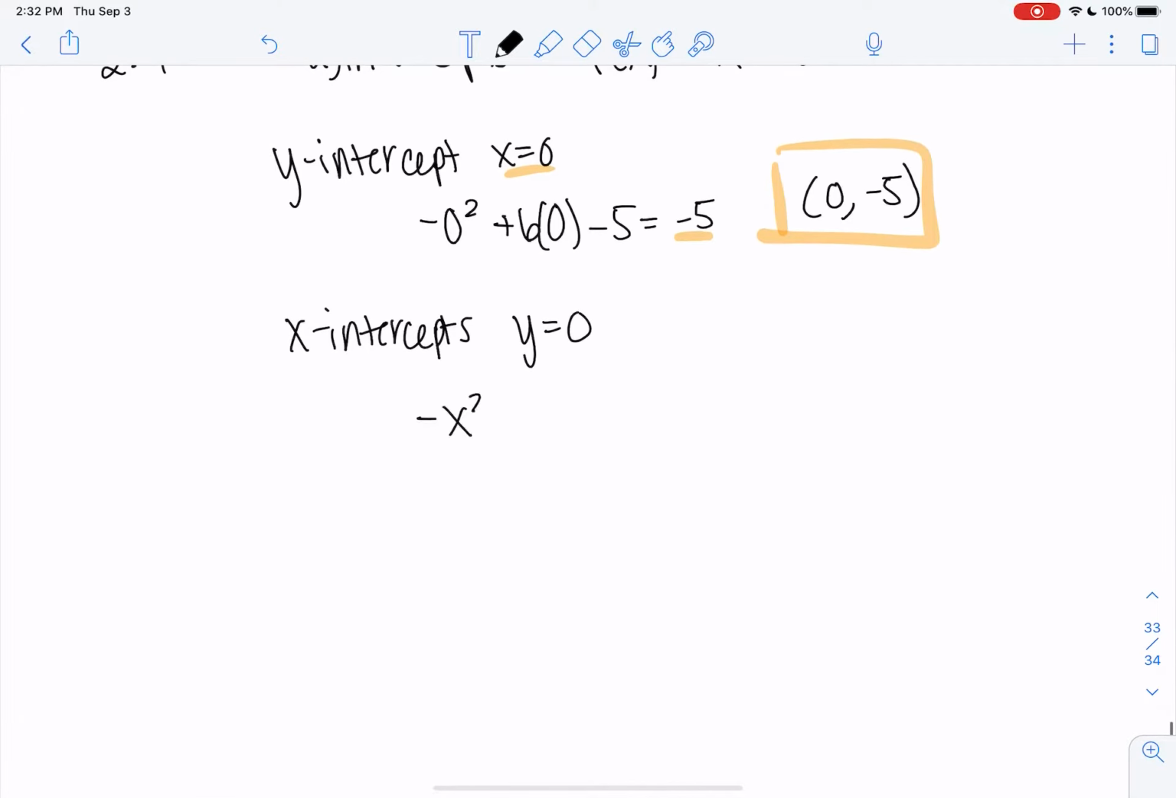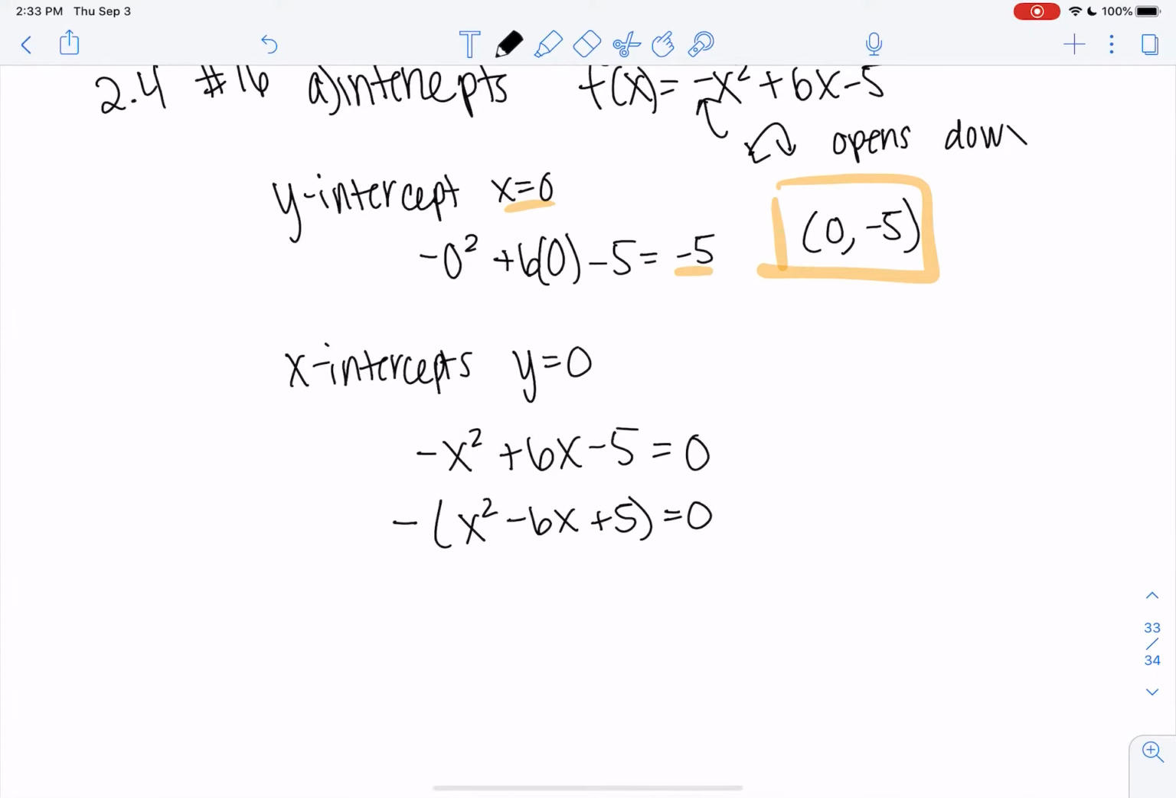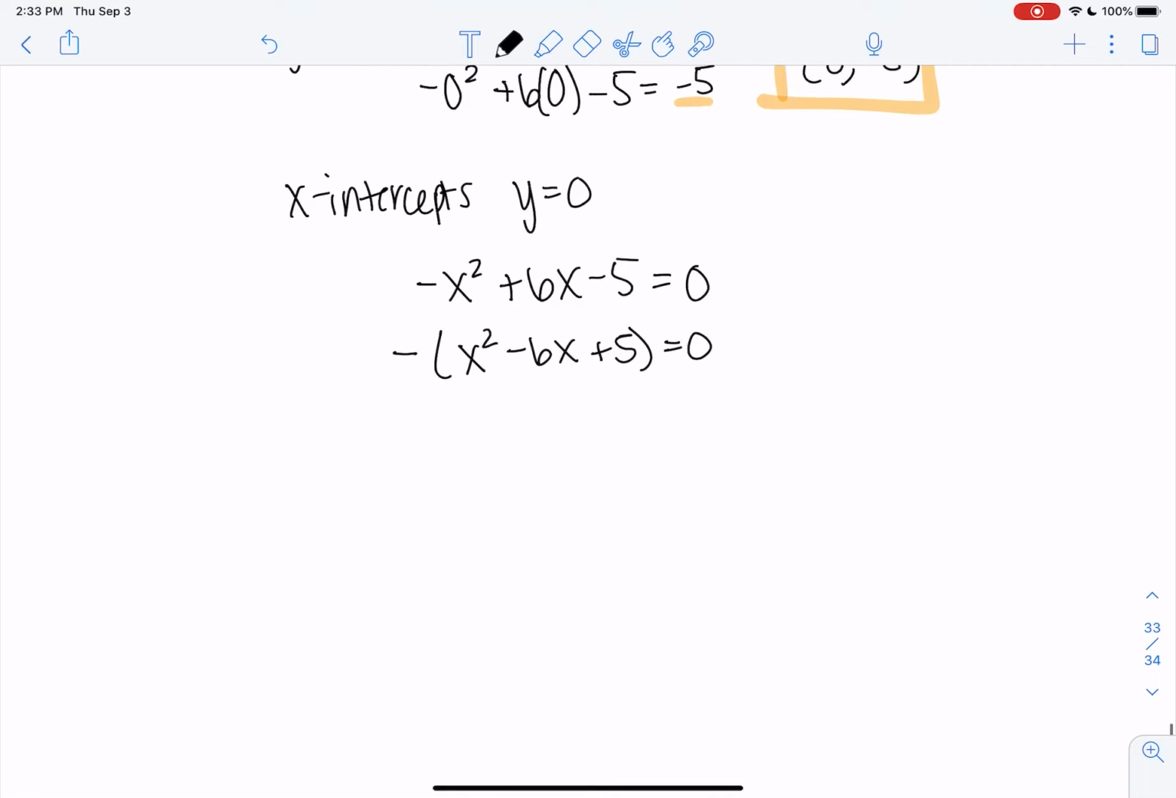So negative x squared plus 6x minus 5 equals 0. And it's a little tricky to factor. I don't really like the negative out front. The negative out front is helpful, as in it tells me the graph opens down, but otherwise it's confusing me. So I'm going to go ahead and factor it out. So x squared, and then instead of plus 6x, it'll be minus 6x, and then plus 5 to factor out that negative sign. And then it'll be a lot easier to factor.